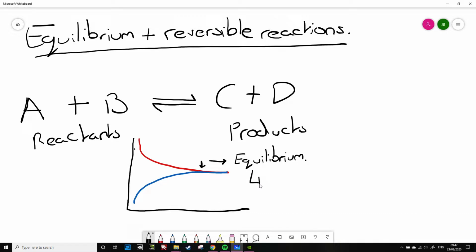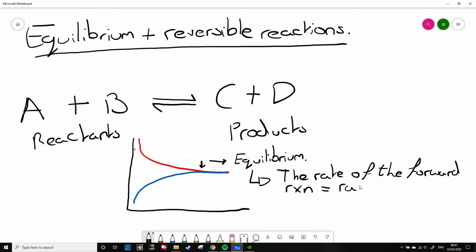And this is because the rate of the forward reaction equals rate of backward reaction. And that's what equilibrium is.